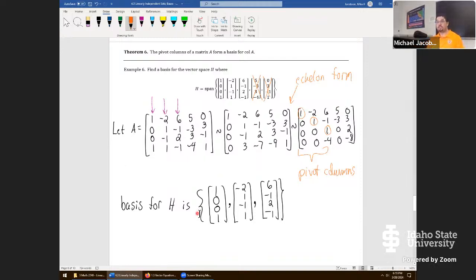Does that make sense to folks as the process? Awesome. The major danger again is don't grab these. All the purpose for this matrix is to just identify pivot columns. So that's what finding a basis looks like in this context. Any questions at the moment?